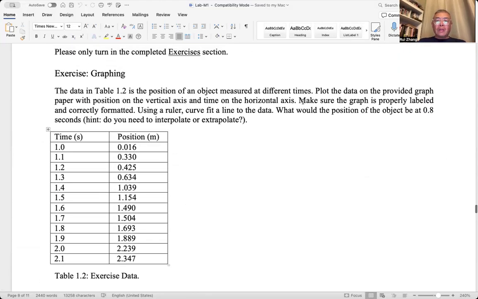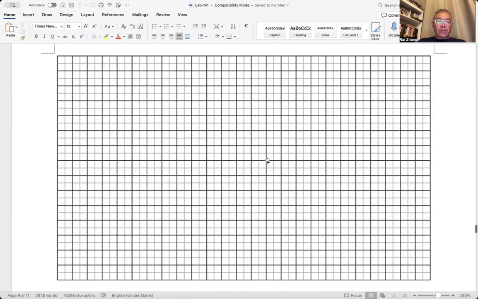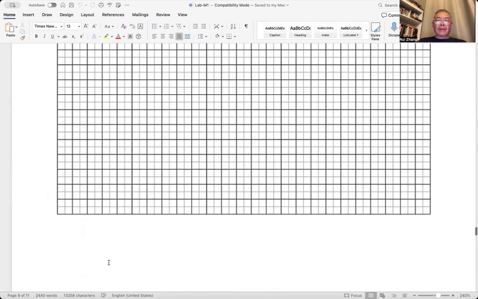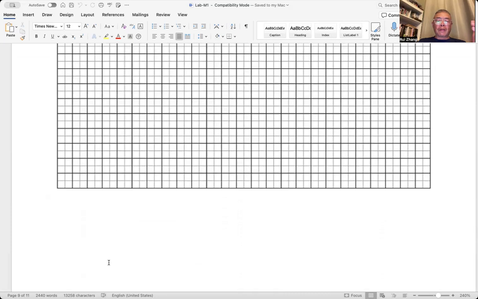Also remember, you need to answer this question: what would the position of the object be at 0.8 second? Notice that this time goes from 1.0 all the way to here. So 0.8 is not in this range. In that case, just use your plot, try to extrapolate to 0.8 second, and see where this position could be. Okay, that's my suggestion for the first part, for the graph.